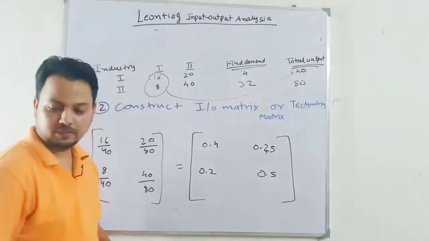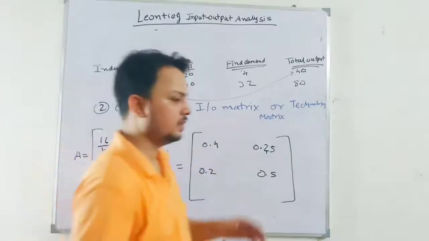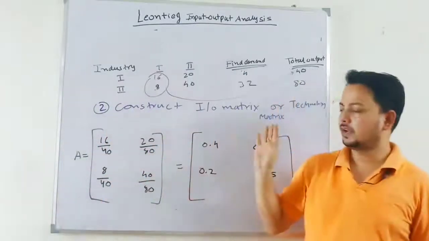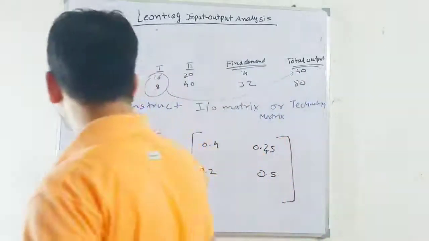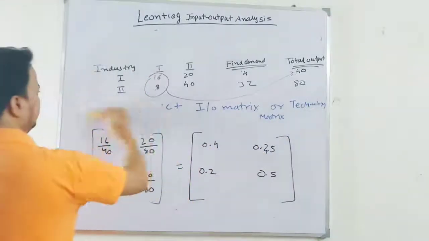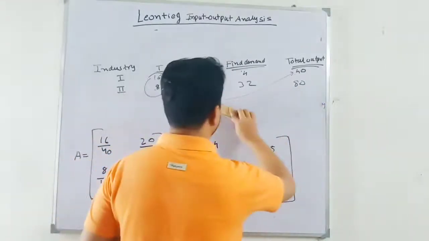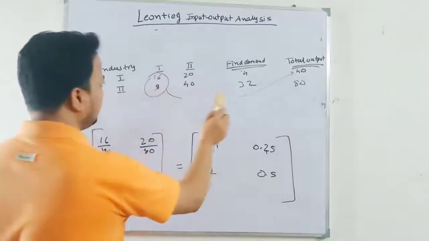So in the book, they did not ask for checking the Hawkins-Simons condition. I add that thing. Okay. So check for the Hawkins-Simons condition. Question number 3. Okay, I will leave this thing. If required, I will write it again.